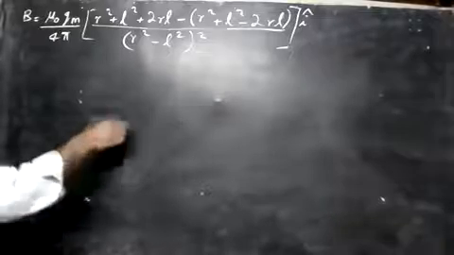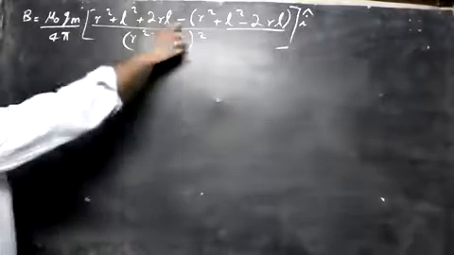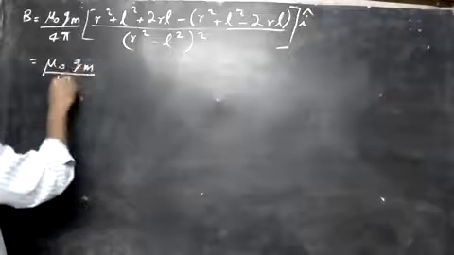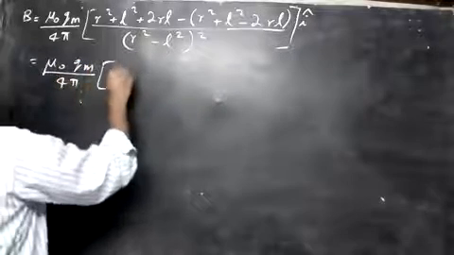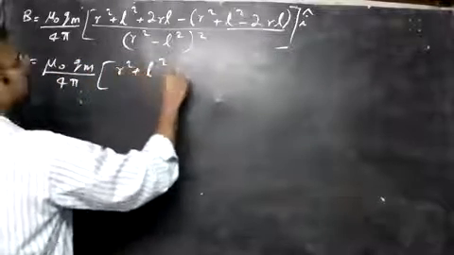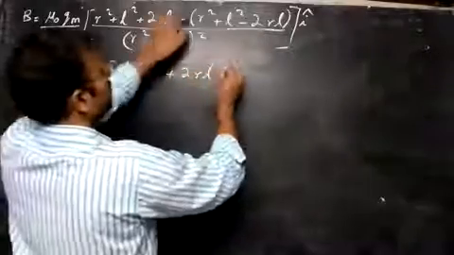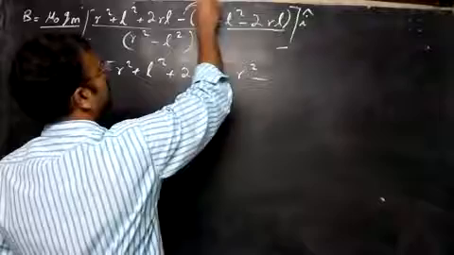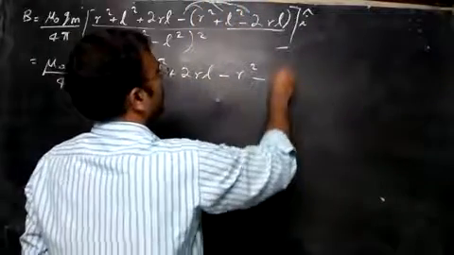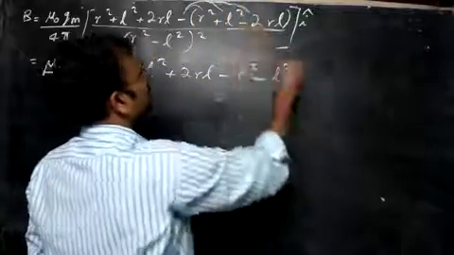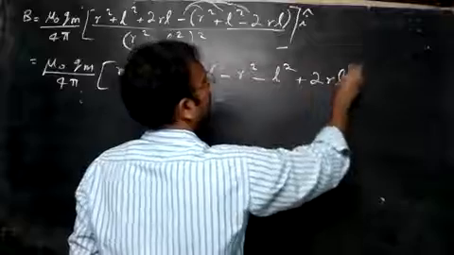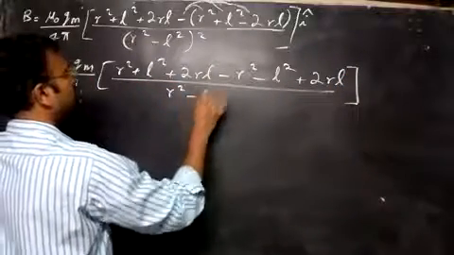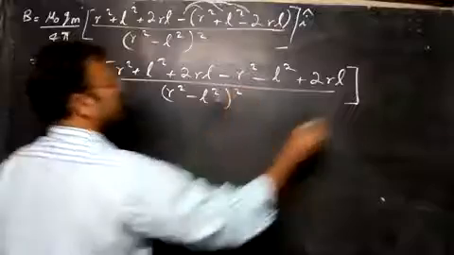So what happens is we'll just multiply into the bracket here. So we have here μ₀ Qm divided by 4π into (r² + l² + 2rl) minus, now multiply the minus inside, minus r², minus into plus will become minus, minus l², and then minus into minus will be plus, so plus 2rl. Then the common denominator (r² − l²) the whole square, into î.